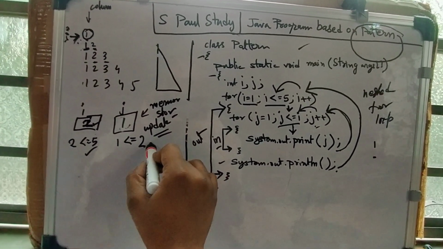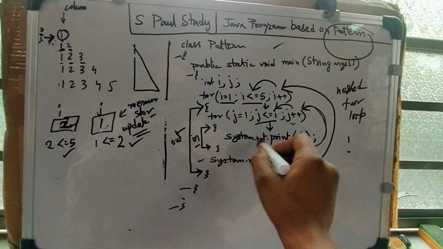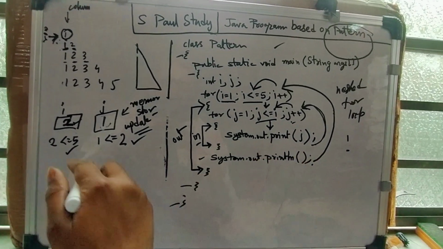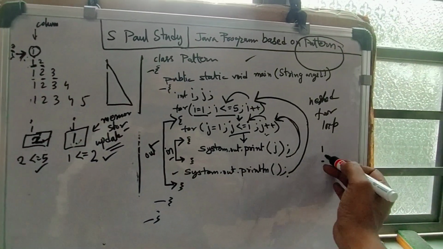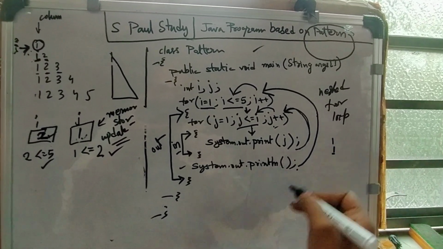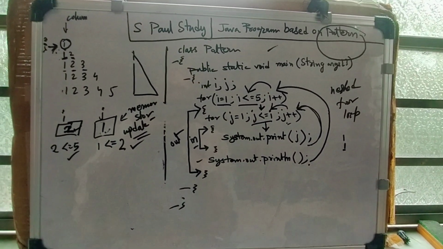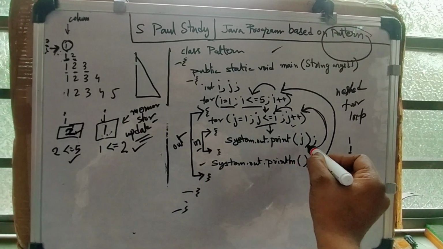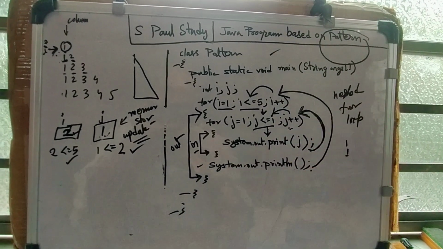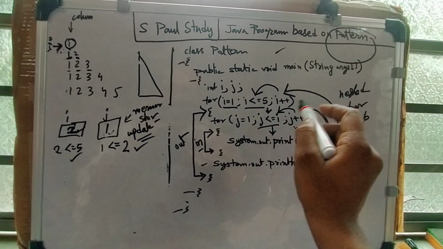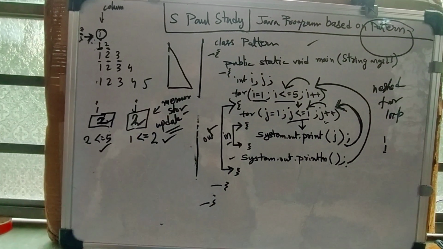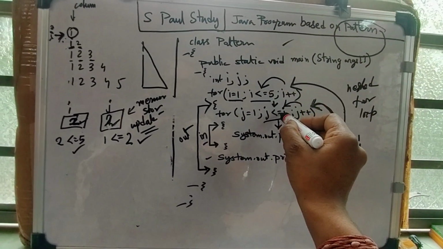1 less than or equal to 2, yes, correct. It will come down and print j. What is the value of j? j's value is 1. Hence, on the next line where the cursor went, it will print 1. Once printing is done, it will go to the incrementation part. The value of j increases by 1, so 1 becomes 2. Now again to the condition part.